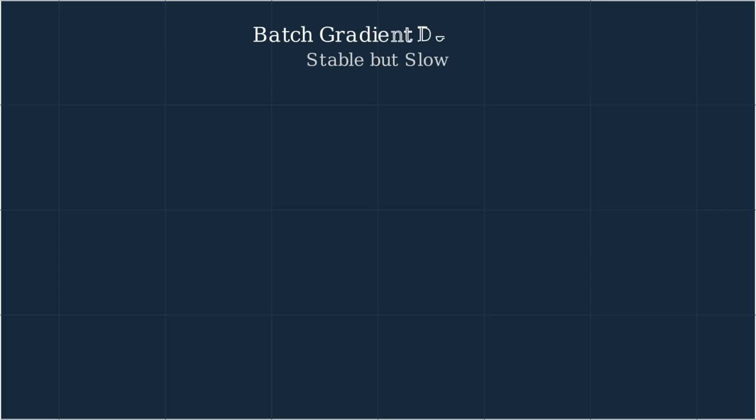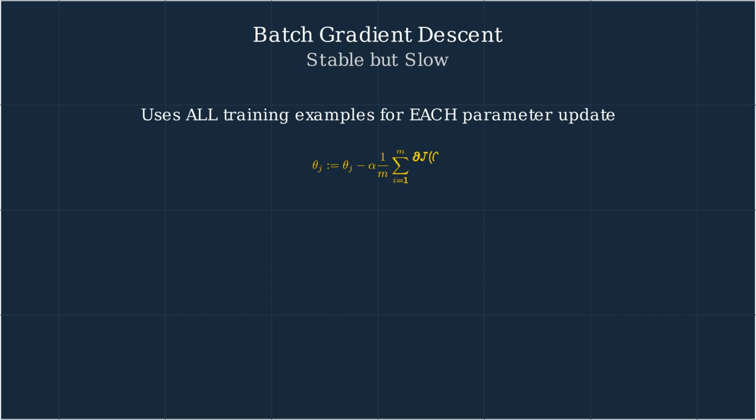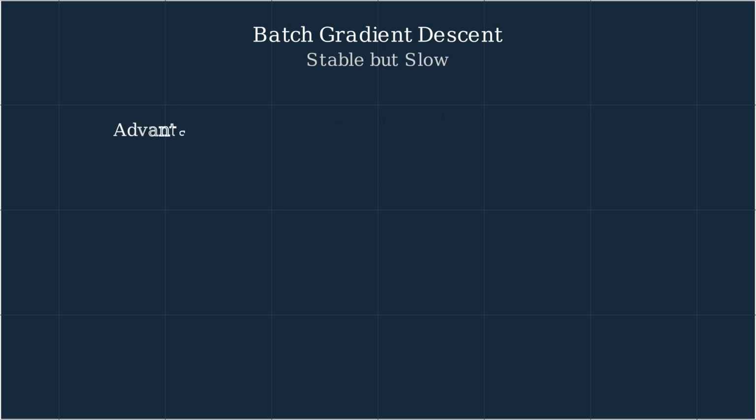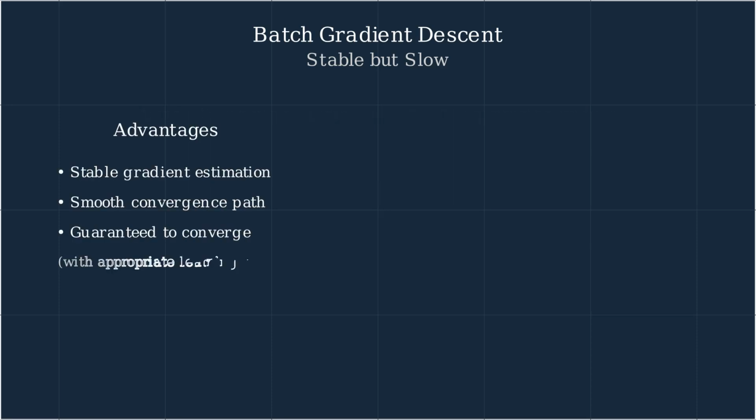Batch gradient descent is an optimization algorithm that uses the entire training dataset to compute gradients at each iteration. It uses the entire training dataset, all M examples, to compute the gradient and update parameters at each step. Batch gradient descent offers several advantages. It provides stable gradient estimates, leading to a smooth convergence path. With an appropriate learning rate, it's guaranteed to converge to at least a local minimum.